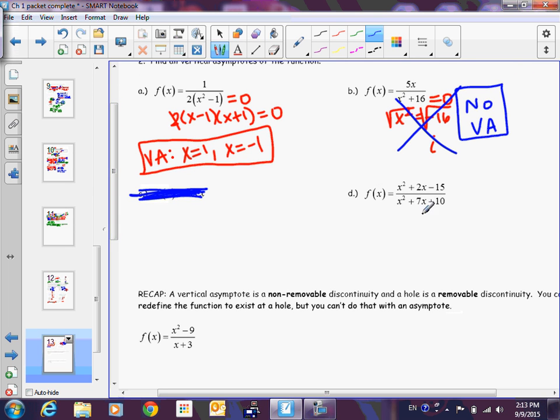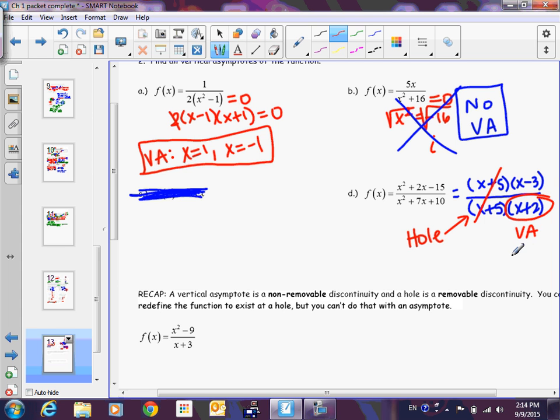What do you think we need to do on D first? We got to factor this thing. So this factors into x plus 5 and x minus 3 over x plus 5 and x plus 2. You don't have to be as fast as me, but you just need to be able to do this accurately and somewhat quickly. Okay, now if a term cancels, you got to do that. Do you know what's causing that? A hole. Okay, so that's not a vertical asymptote. This x plus 2, though, is causing a vertical asymptote at x equals negative 2.